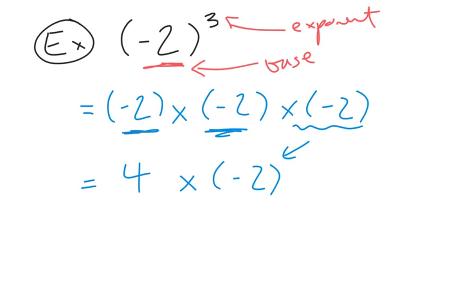Now let's go ahead and solve 4 times -2. 4 times 2 is 8. And you have a positive number multiplied by a negative number, which will give a final answer that is negative. Therefore, our final answer is -8.